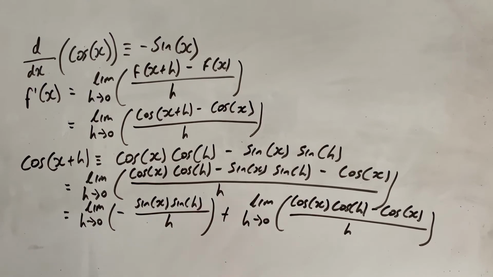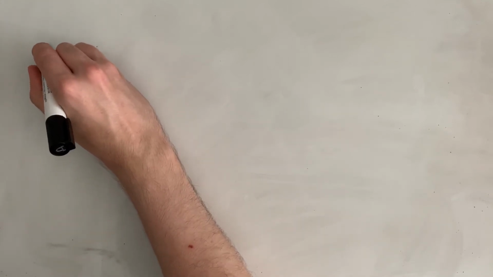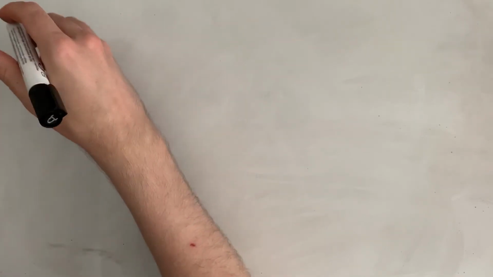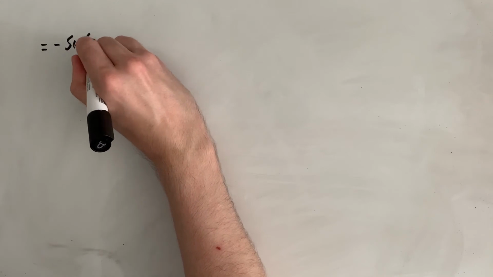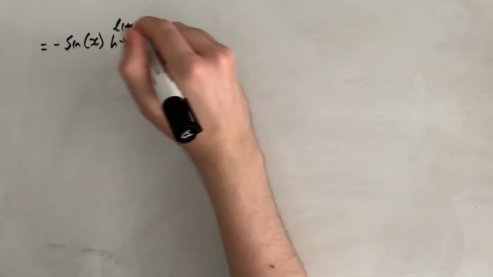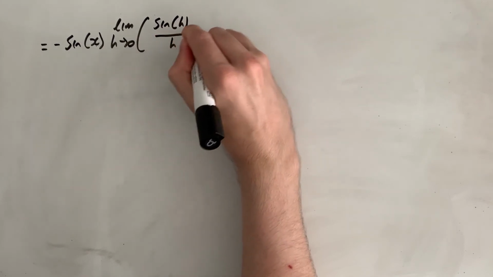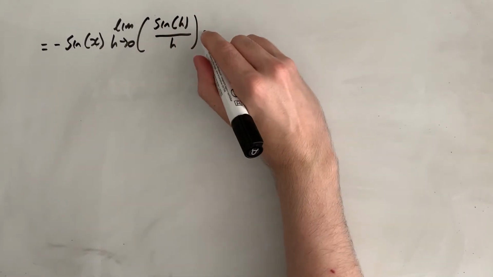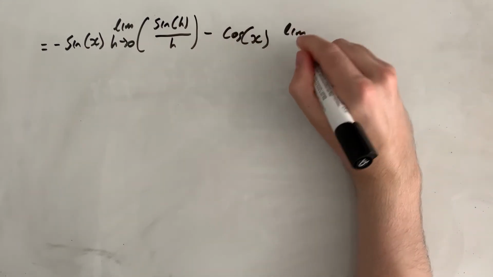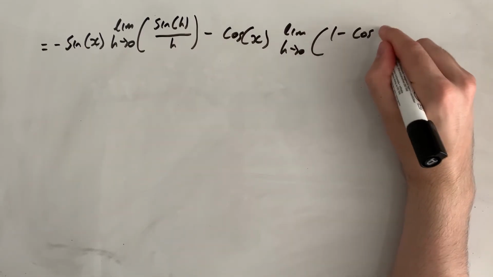If not, keep watching. Following on from that previous line, we can now pull out our terms that are just in x, i.e. leave our sine h's and cos h's in the limit. So we can say that the previous line can be written as minus sine x times the limit as h tends towards 0 of sine h divided by h, minus the cosine of x multiplied by the limit as h tends towards 0 of 1 minus the cosine of h, divided by h.